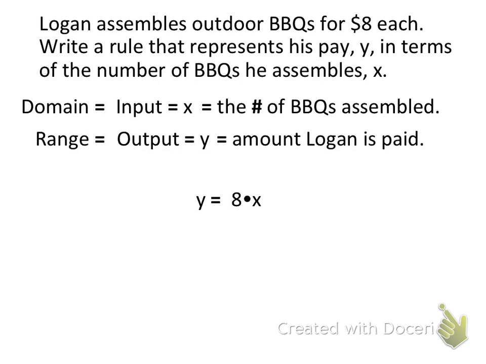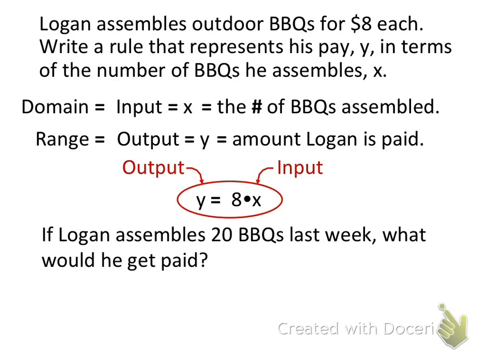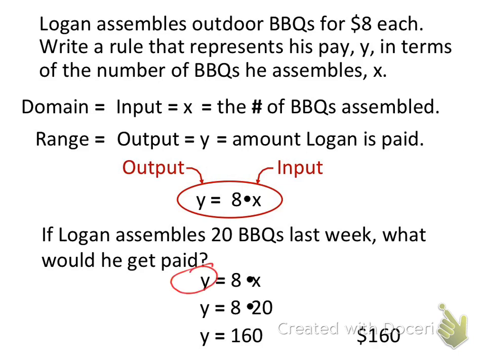Part B, they're going to give you more information to use in the equation. Our Y is our output, our X is our input. So when they give us information to use, if Logan assembles 20 barbecues last week, what would he get paid? Are they giving me the input or the output? Input. The input, so I substituted in for X, and then we end up with Y is equal to 160. It is not beyond them to give you an output. If they give you the pay, we're substituting it in here for the Y, and then we're solving for the X. Does that make sense?